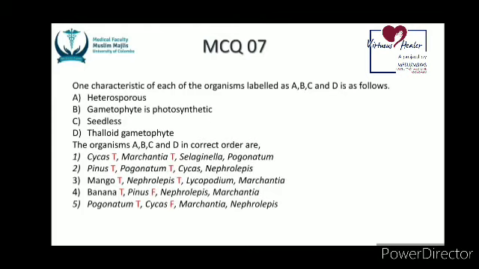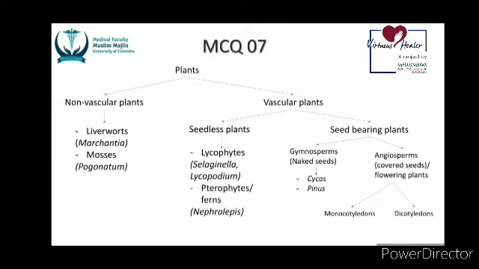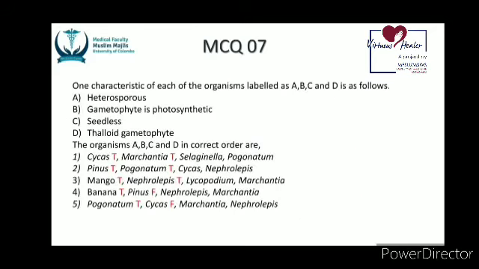Now let's have a look at the third characteristic, which is seedless. We now know the examples for seedless plants according to the diagram. Seedless plants are of two types, lycophytes and pterophytes. Lycophytes include Selaginella and Lycopodium, while pterophytes include ferns or Nephrolepis. Now if we go through the third responses in all five statements, we have in the first statement, Selaginella. Selaginella is a seedless plant, so it is true. Second statement, cycas. Cycas is not a seedless plant.